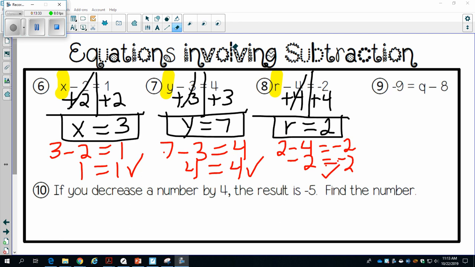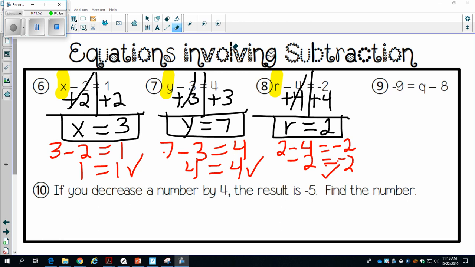So these are all one step, and they are a review from 6th grade, but I want to make sure that you guys understand the steps needed for addition and subtraction equations before we get into two-step equations. So let's take a look at the last problem here.